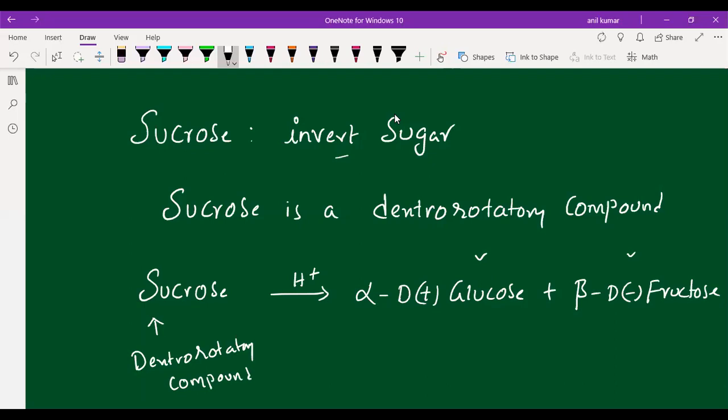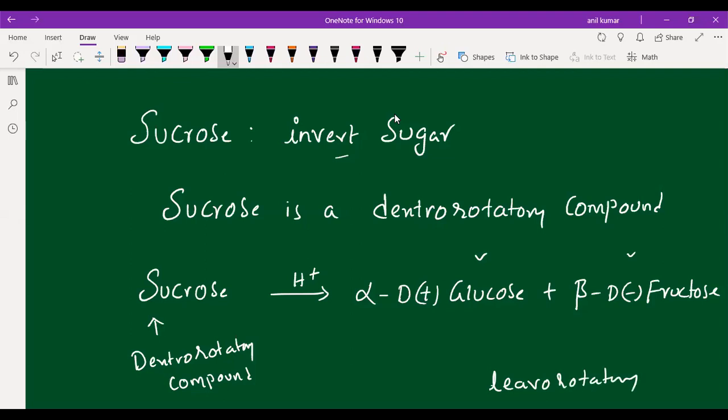But the products of sucrose, okay, so we are taking a sucrose solution. Sucrose is a dextrorotatory compound, students, but the solution of sucrose is a levorotatory compound. Why is the solution of sucrose, why are the products of sucrose, levorotatory? What is the reason here?